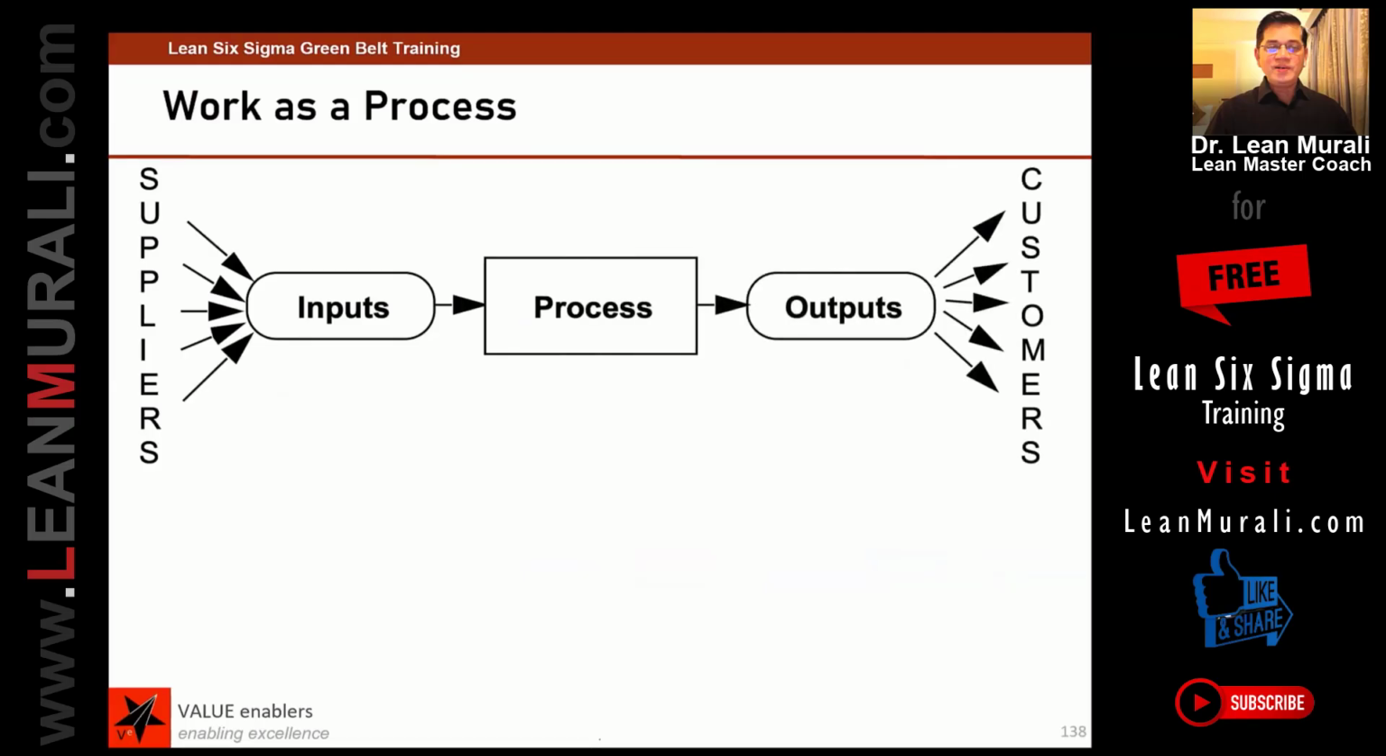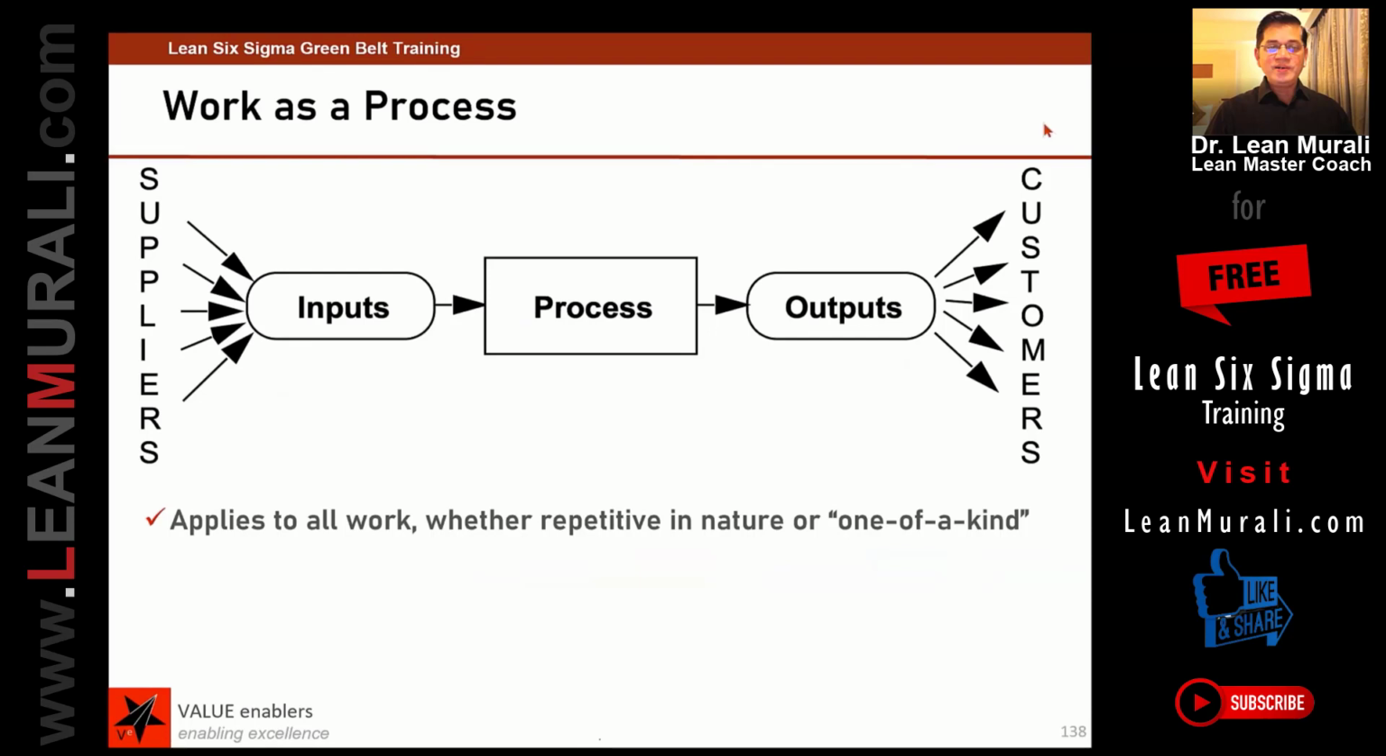So yes, to summarize, we said work is a process: inputs, outputs, to the customers. So it applies to all work. How many of you agree? Wherever there is business, there is process. And wherever there is process, there is input and output and customer and suppliers. So it applies to all work.